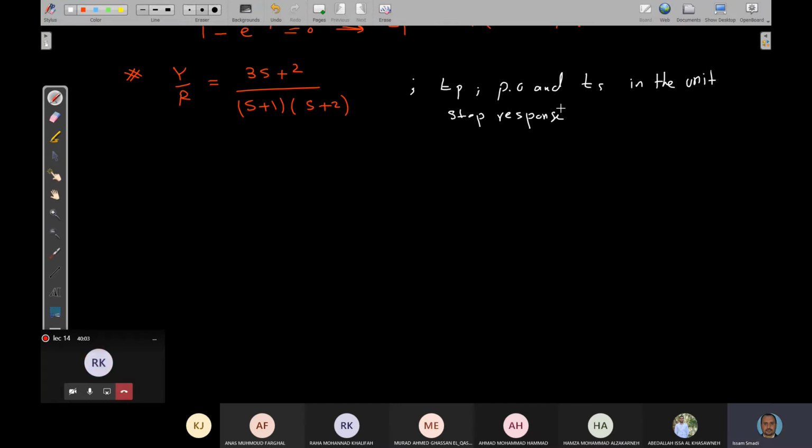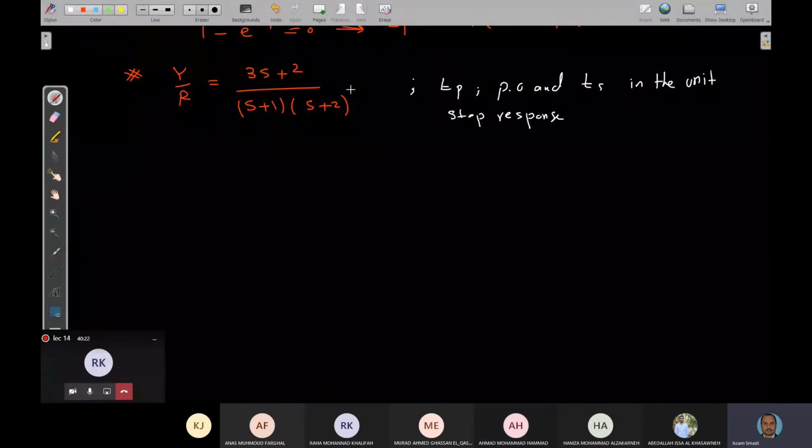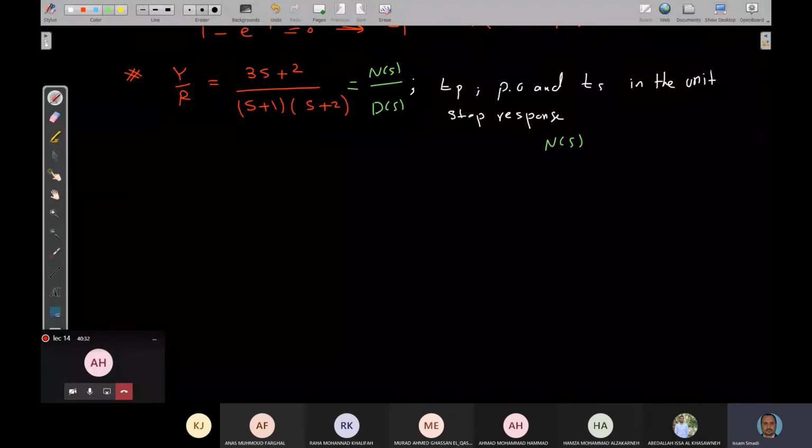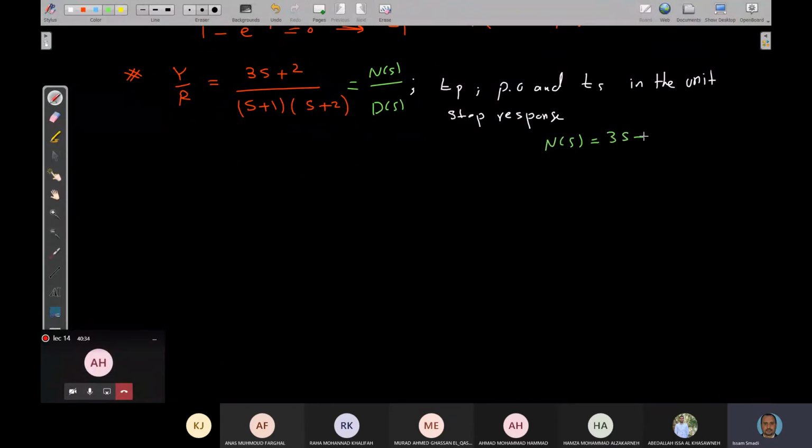Now, here in this example, n of s equal to what? Let's see, Ahmed Hamad. So n of s equal to what? 3s plus 2. Yeah, thank you. So this is called n of s, and this is called d of s. So here I'm having n of s, which equals 3s plus 2. So simply here I'm having a 0 at s equal minus 2 over 3.